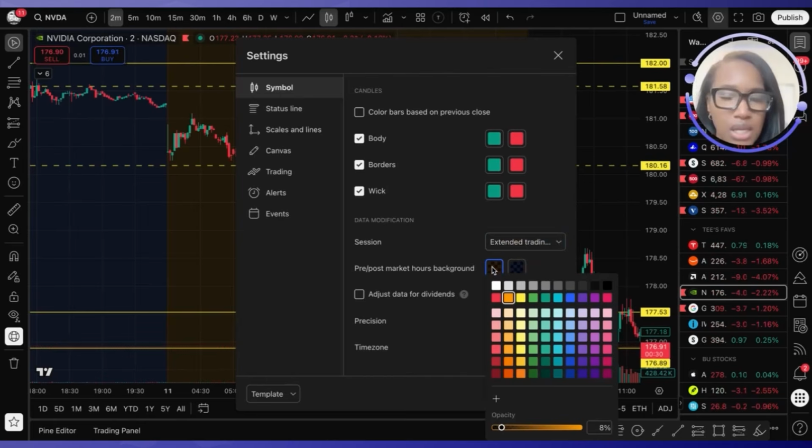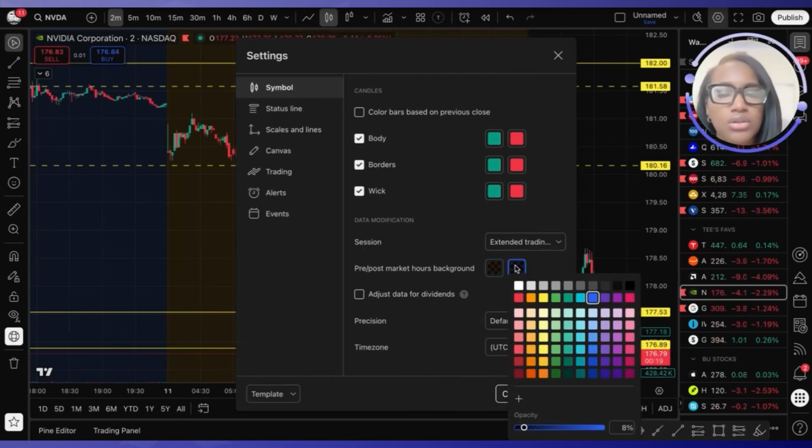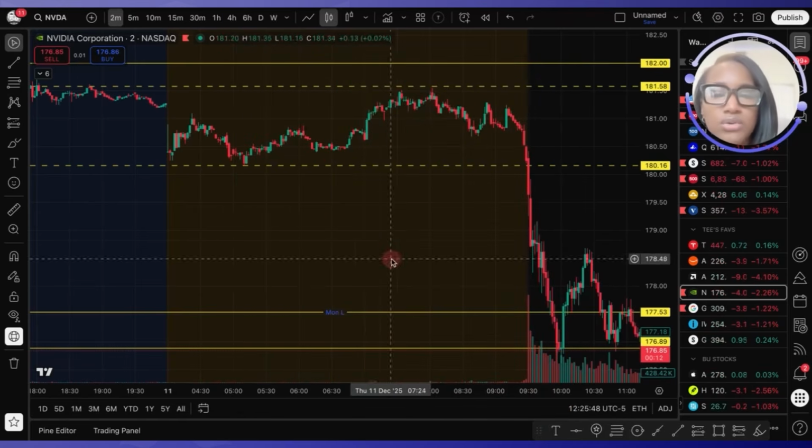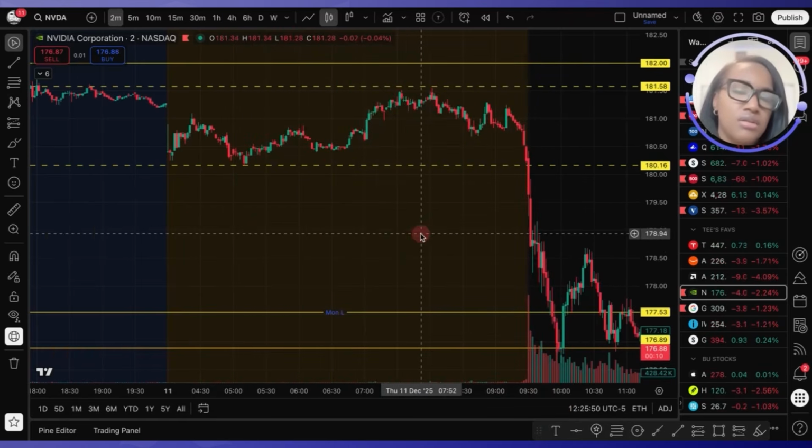Make sure your pre-market has a specific color that you can see, and you want it to be pretty transparent, so I have my opacity down at 8%. Also, they have post market here. I have it at blue, and once again, you want it to be transparent, so I have it at about 8%. Once you have that on, my friends, you get this shaded area to give you that data.